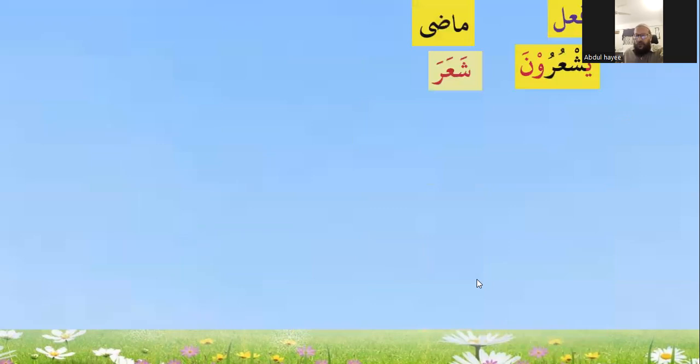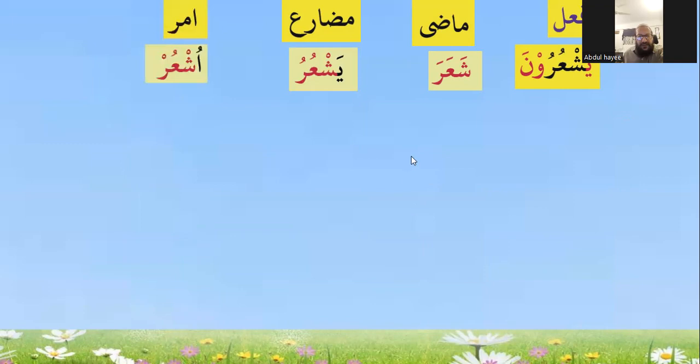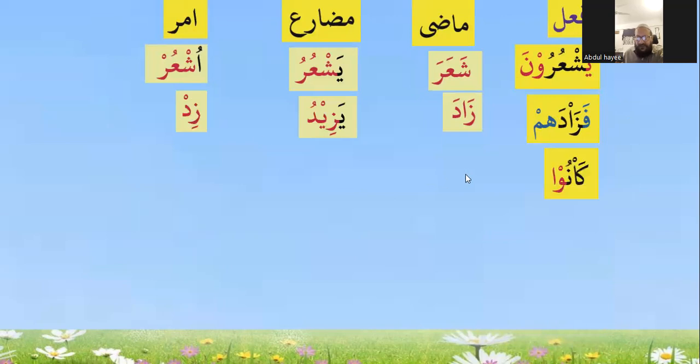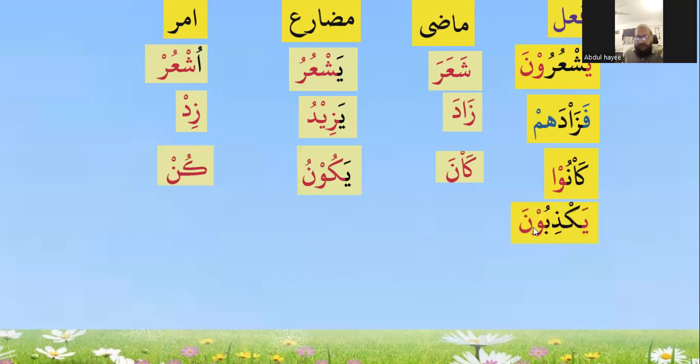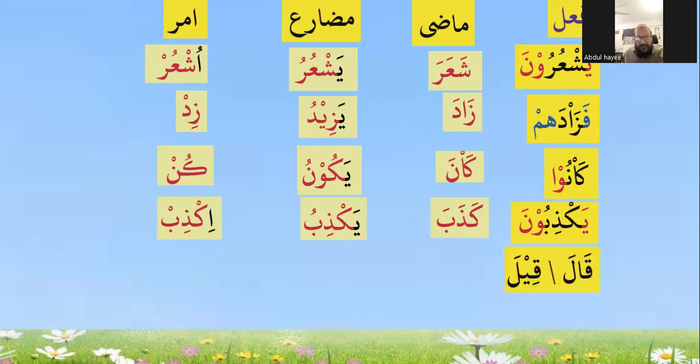Let's have the next. Yashuruna, sha'ara, yashuru. Because an kalma has dhamma, so we put in amar dhamma. Fazadahum. The word is zada, yazidu, zid. Kanu, kana, yakunu, kun. As the time has finished, so I'm quickly completing the slides. So those who are not in the class may hear or may listen to them. Yakzibuna means azaba, yakzibu, ikzib.